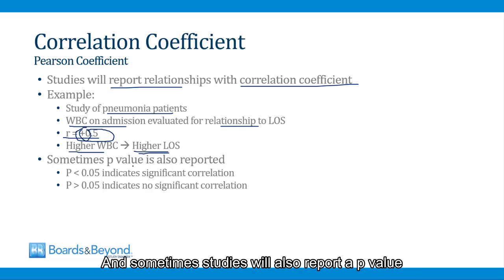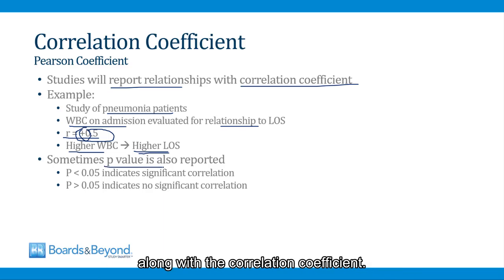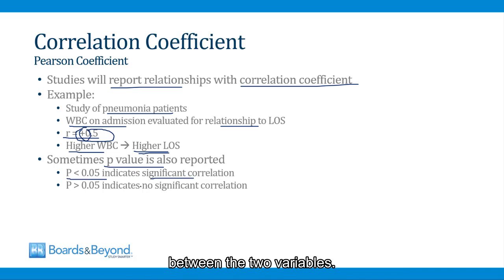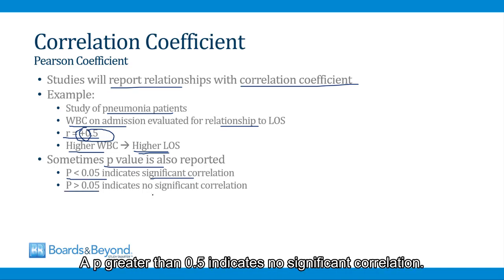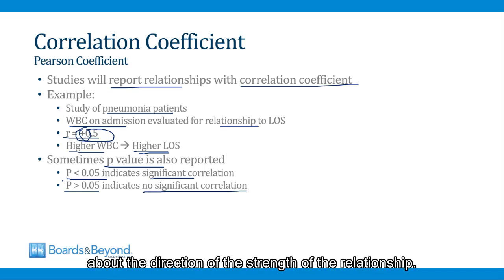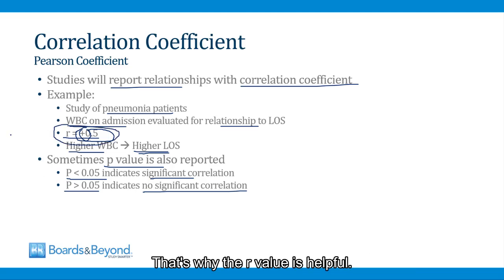And sometimes studies will also report a p-value along with the correlation coefficient. A p less than 0.5 indicates a significant correlation between the two variables. A p greater than 0.5 indicates no significant correlation. But the p-value only tells you whether the relationship is statistically significant. It doesn't tell you anything about the direction or the strength of the relationship. That's why the r value is helpful.